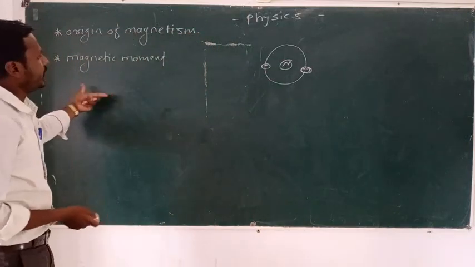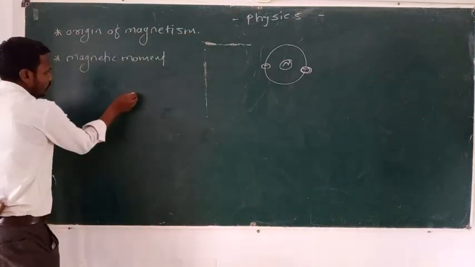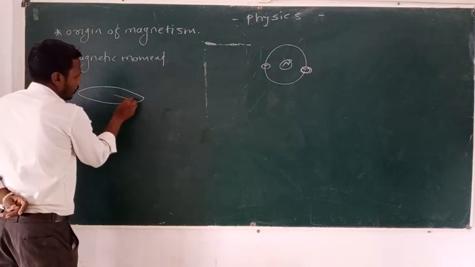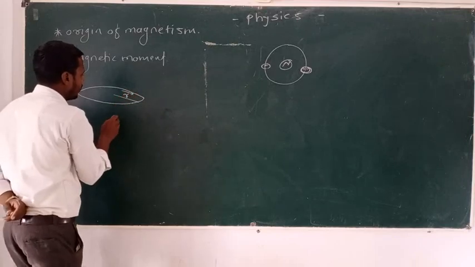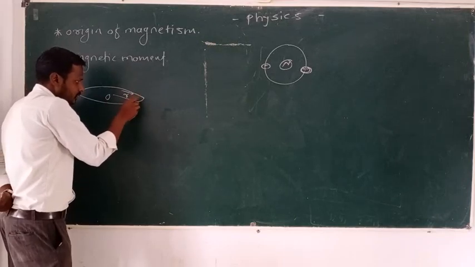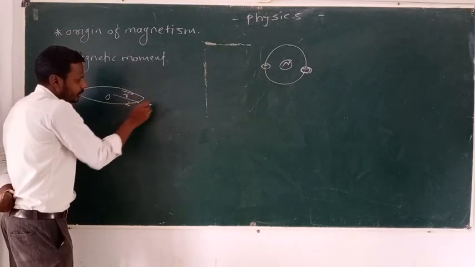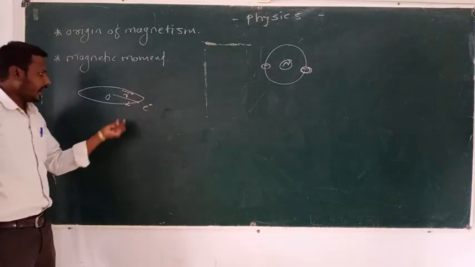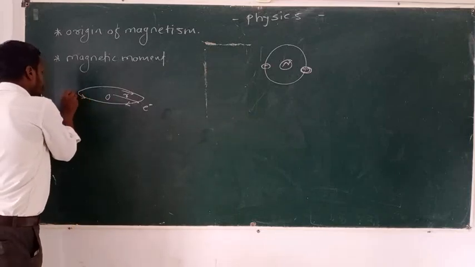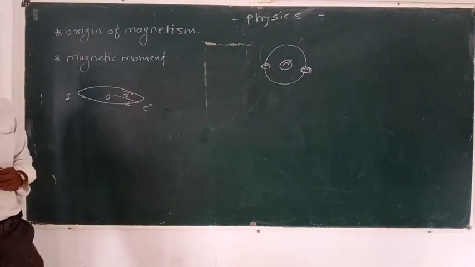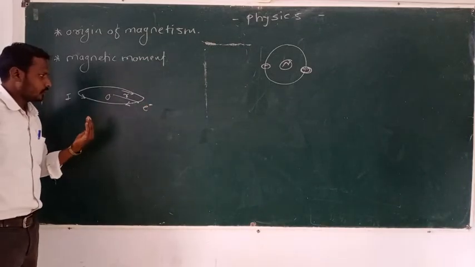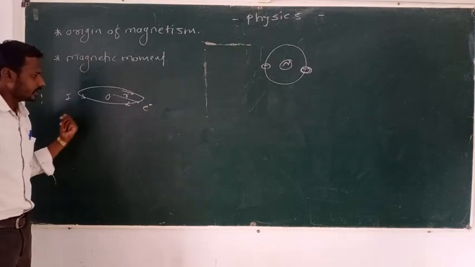Now the next point is magnetic moment. Listen, if this is the electron, this is the radius of the orbit, this is the nucleus O, and the motion of the electron is in this direction. Here is the electron having charge minus e, and the motion of the electron is in this direction. Therefore, the direction of the current is opposite to the direction of the motion of the electron. Electron is moving in this direction, current is in this direction.